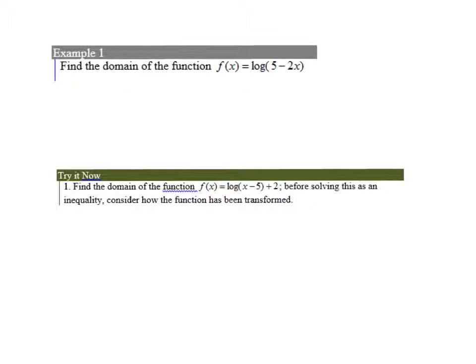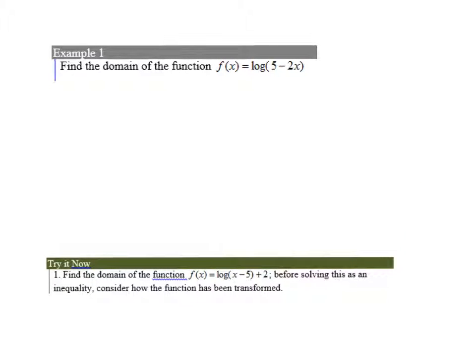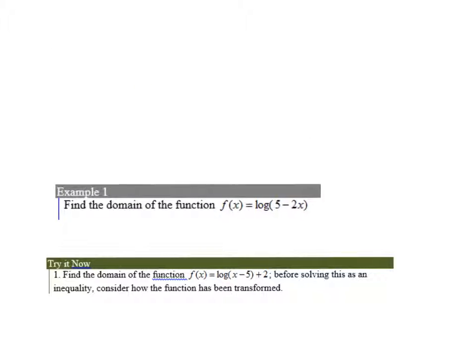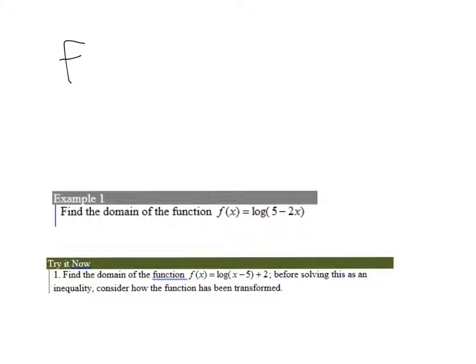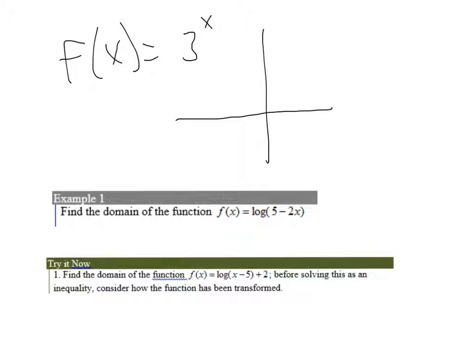What you've got to remember as we're tackling this is that a log is just an exponential function rewritten. So if I have f of x equals 3 to the x, the log is its inverse. It's not the same thing. So that's the work we did with exponential functions. Let's do some graphing. 3 to the x crosses the y-axis at 1, and it looks something like this. It starts growing like that.